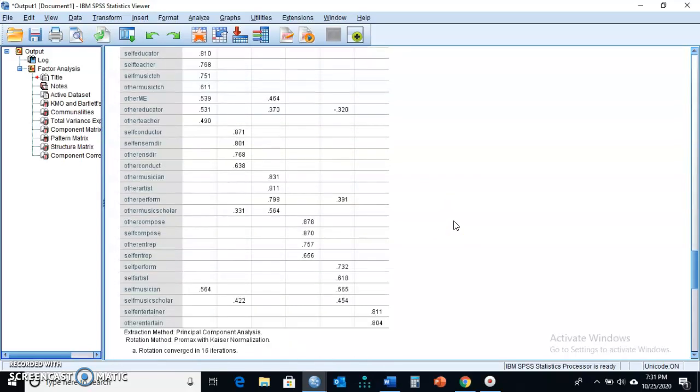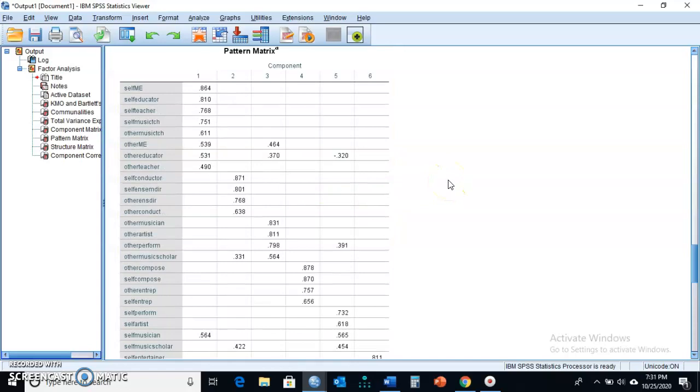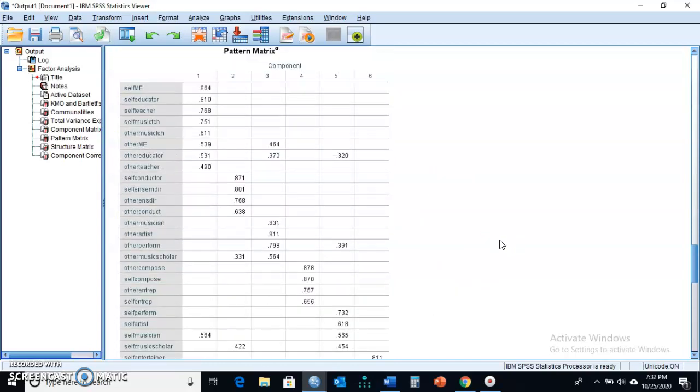The last thing to show you in this table is down here, rotation converged in 16 iterations. You remember the one indicator in the box of how many iterations you want the computer to use, and we set it at 25, but I said sometimes you might want to set it higher. Luckily, we only needed 16 turns of doing this procedure to develop this analysis, this output, so that's good. You do want to report how many iterations it took. So that's the pattern matrix.